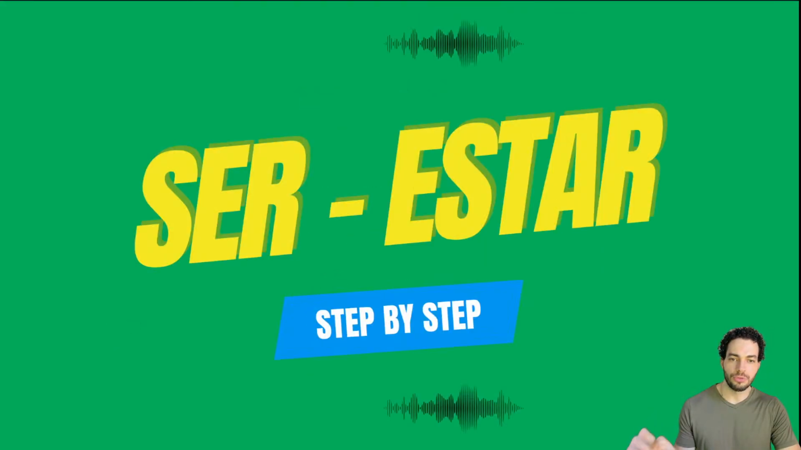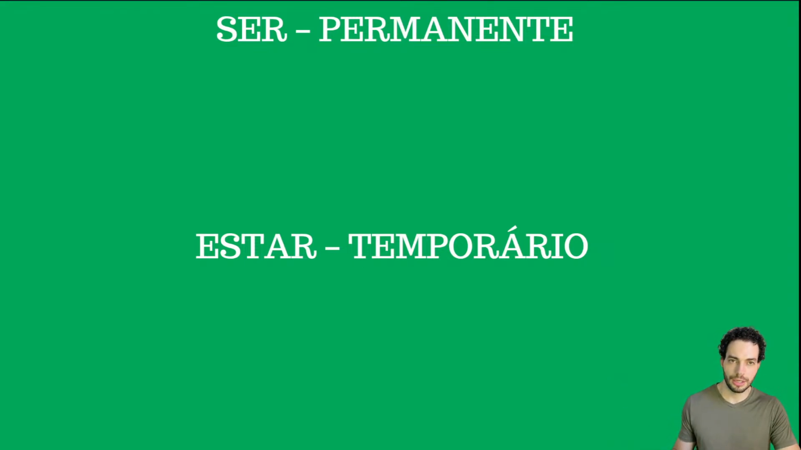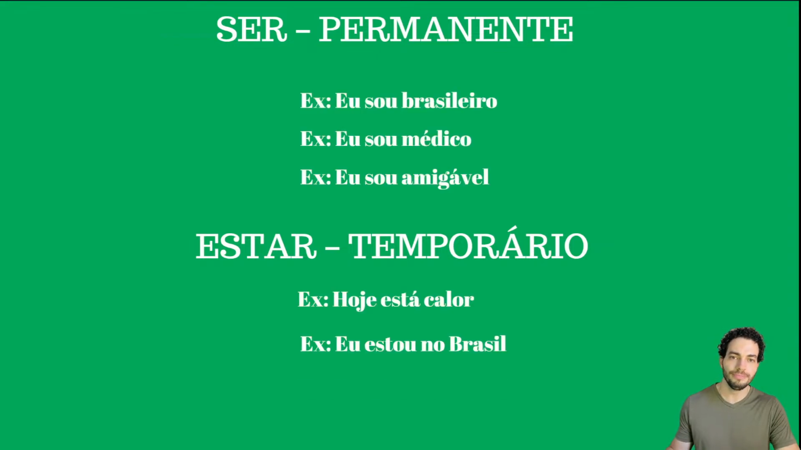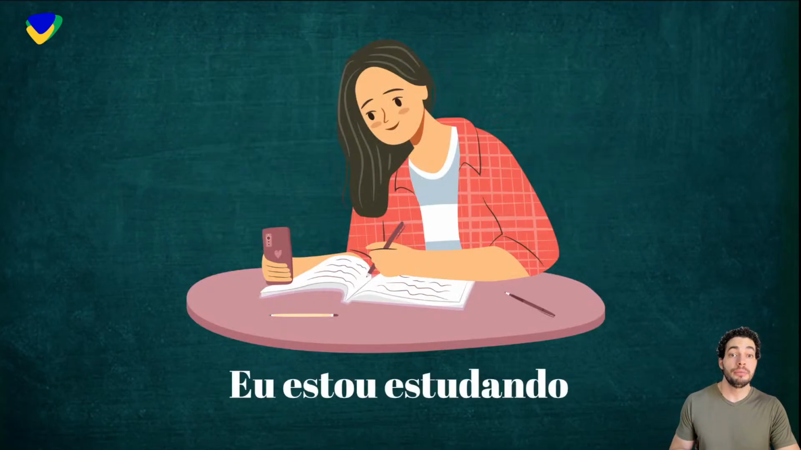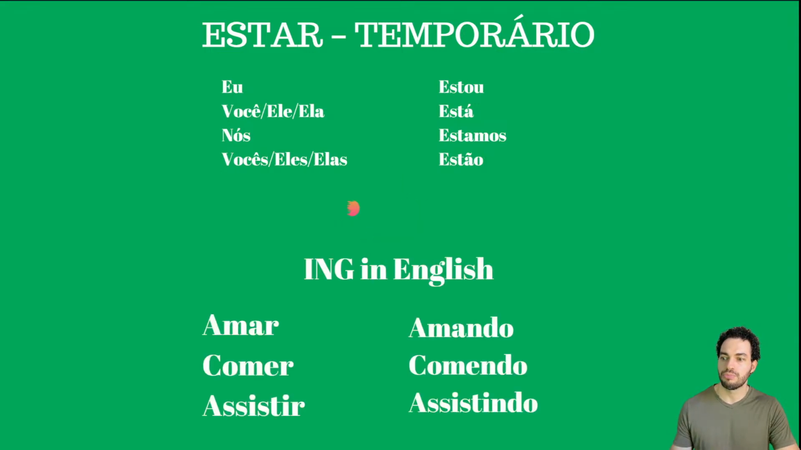Just a quick recap if you jumped in right now. So, what you need to remember, ser for permanent situations, estar for temporary situations, sorry. And then you need to know that we can combine estar, that is temporary, with ing verbs in English to use the present continuous. I'm eating, I'm loving, I'm traveling, I'm watching. And by doing this, I would also recommend to combine with different tenses when you're studying. So combine this with future, combine this with present, combine this with past. Try to always combine multiple tenses when you're studying Portuguese.